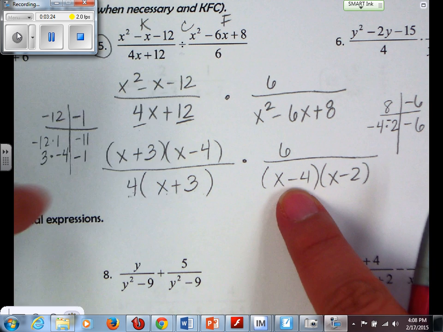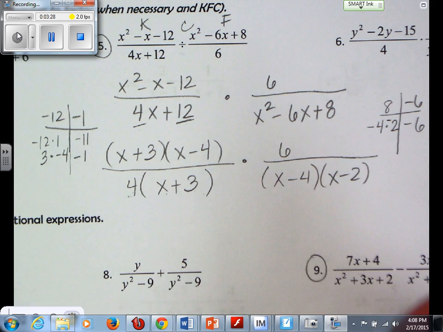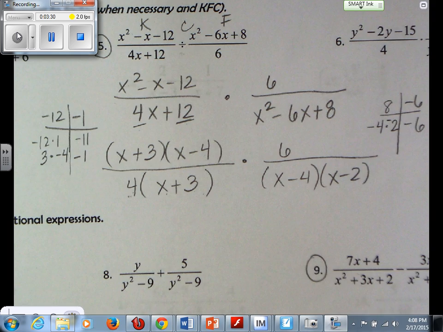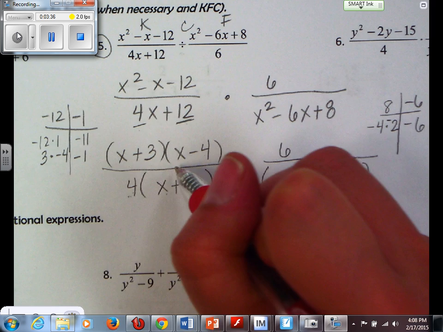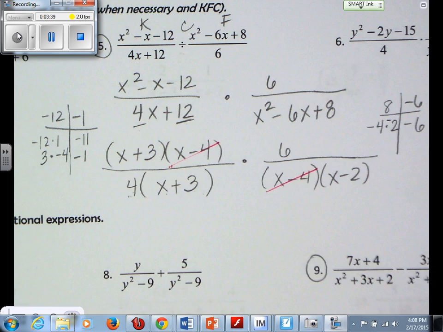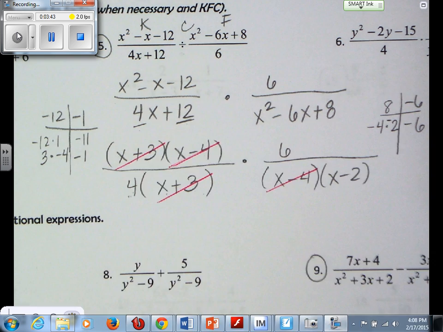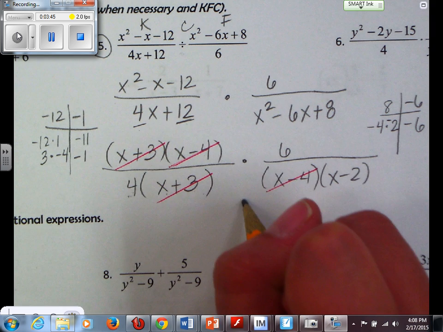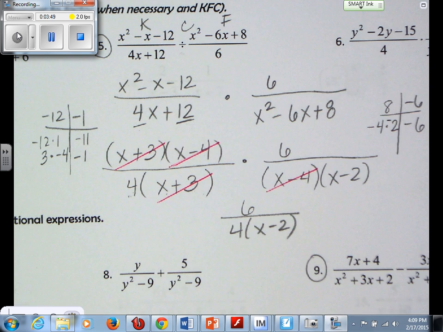Because whatever you have in the numerator, you are hoping to get in the denominator so that you can cancel them. What can we divide by? Cross out the x minus 4. And x plus 3. So your final answer is 6 over 4 times x minus 2.